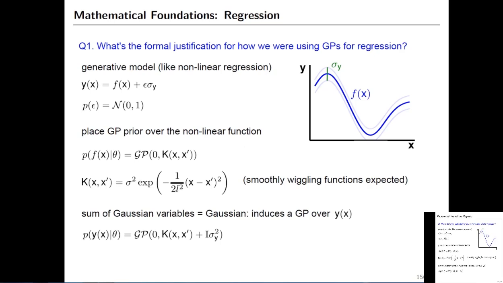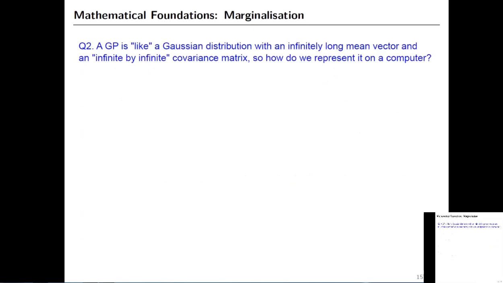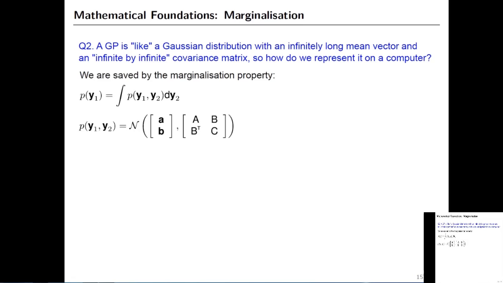Good, okay. So let's get onto this question about how we can actually do computation with this thing. It has an infinite number of parameters, so how are we going to represent that on a computer? Here we have to remember a really important property of Gaussians, which the Gaussian process inherits. Let's imagine we have a big multivariate Gaussian over two vector variables, y1 and y2. I can write out that Gaussian distribution in terms of the mean of y1 and the mean of y2 and a partitioned covariance matrix, which tells us the covariance of y1, the covariance of y2 and the cross covariances. Okay, how much they covary with one another.